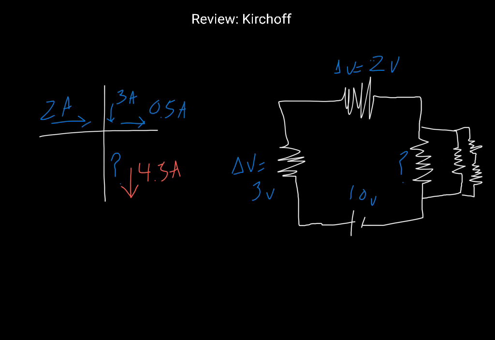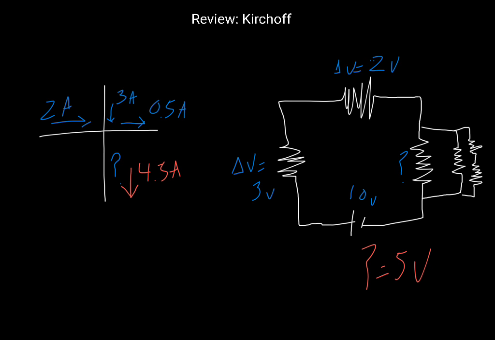So we start with 10 volts. Our first resistor drops us 3 volts. Our second resistor drops us 2 volts. How much voltage drops across this mystery resistor? Well, we take our 10, subtract 3, subtract 2, and we get that our voltage drop is going to be question mark equals 5 volts.